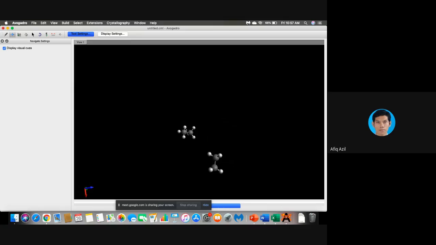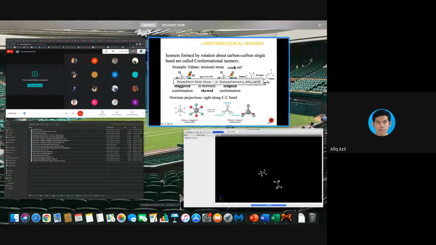This hydrogen is pointing up, and this one also is pointing up. And for the front carbon, it is on the right side, and this one also on the right side, all pointing toward the same direction. So this is eclipsed, while this one, which is earlier, is staggered. To change from staggered to eclipsed, or from eclipsed to staggered conformation, the carbon-carbon bond rotates at a 60 degree angle.